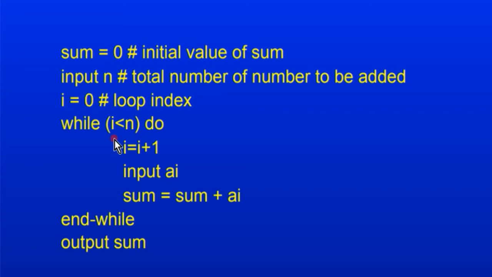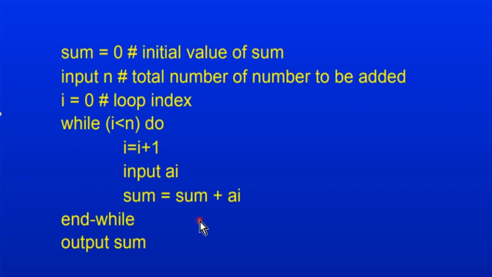For the first time, I is equal to 0. I have taken n as 5. Then I equal to 0, while I less than n, so 0 is less than 5. So I equal to I plus 1, so count I as 1. That means one number is added.